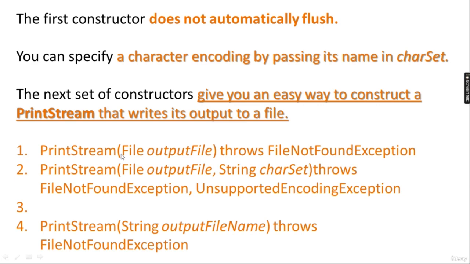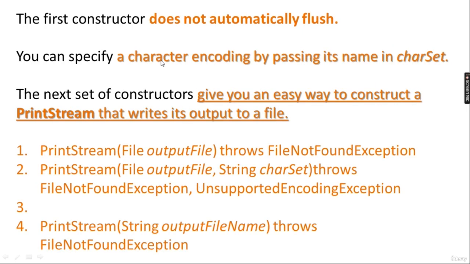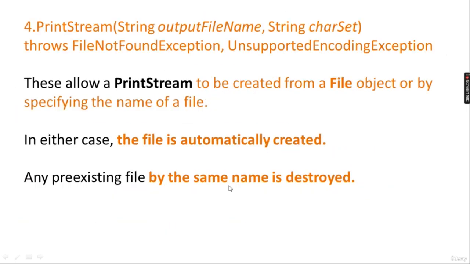The next set of constructors gives you an easy way to construct a PrintStream that writes its output to a file. Okay, so we are printing output to a file over here. PrintStream(File outputFile) throws FileNotFoundException. PrintStream(File outputFile, String charSet) throws FileNotFoundException, UnsupportedEncodingException. PrintStream(String outputFileName) throws FileNotFoundException. PrintStream(String outputFileName, String charSet) throws FileNotFoundException, UnsupportedEncodingException. Okay, so these are the four types of constructor of PrintStream.